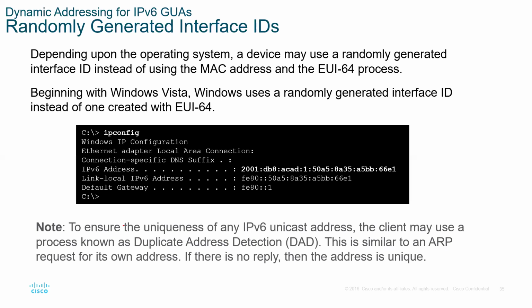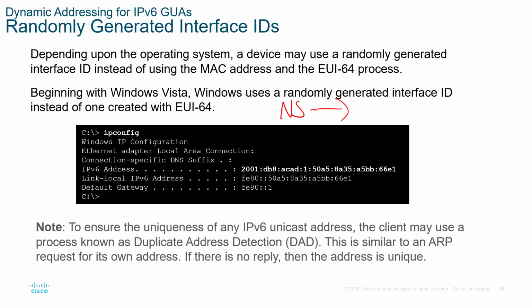To ensure the uniqueness of an IPv6 unicast address, the client may use the process of duplicate address detection. Basically, when a device joins an IPv6 network and has its IPv6 address assigned, it sends a neighbor solicitation, an NS. So with the randomly generated 64 bits, we send an NS. If you get a response to that NS, it means that address is not unique. If you don't get a response, then that address is unique.